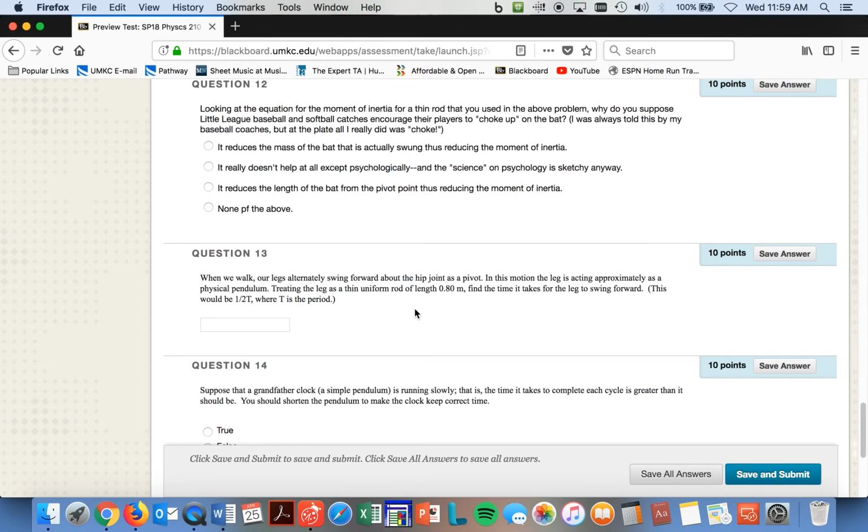All right, so now when we walk, our legs alternately swing forward, and this acts, find the time it takes for the leg to swing forward, treating the leg as a thin rod of 0.8 meters. It acts like a physical pendulum, so we need the moment of inertia of a thin rod, which we've already done. That's one of the reasons I gave you this problem on 13. I think we did this in class, didn't we? Pretty sure we did.